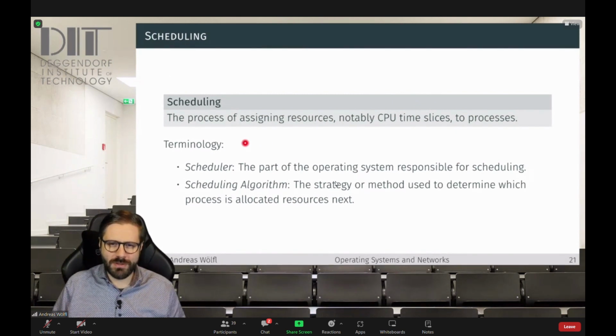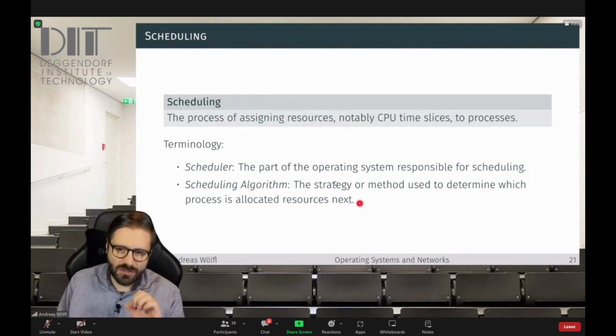In terms of terminology, the scheduler is the part that's responsible for scheduling, and the scheduling algorithm is the strategy or method the operating system uses in order to make the scheduling decision, like which CPU is assigned to which process. Because if we do this smart, we can increase both performance and the user experience. If we don't use it smart, then, well, we don't have the benefits of more performance and user experience.